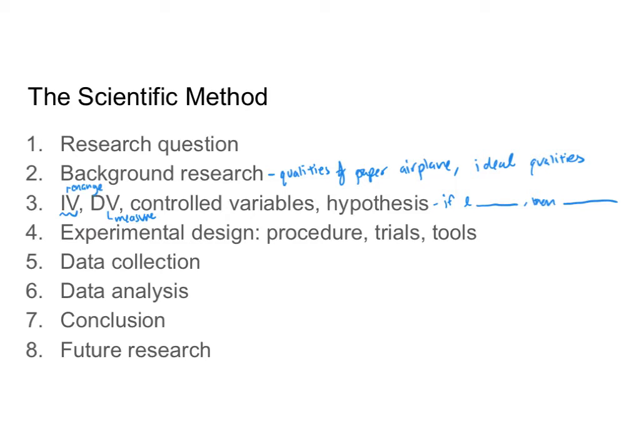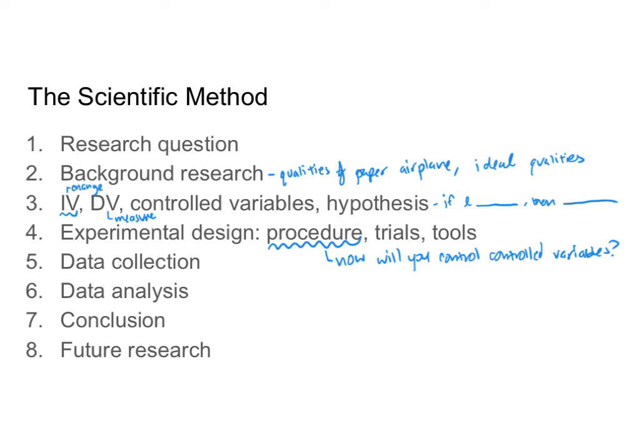One thing that's important is that in your experimental design and in your procedure, you need to talk about how you will control for your controlled variables. What I mean by that is if one of your controlled variables is the weight of your paper airplane, then you have to say specifically how you will ensure that the weight of each paper airplane is the same. So you could say, I will control for the weight of the paper airplane by using only one piece of paper for each airplane and nothing else. So that's going to be your procedure.